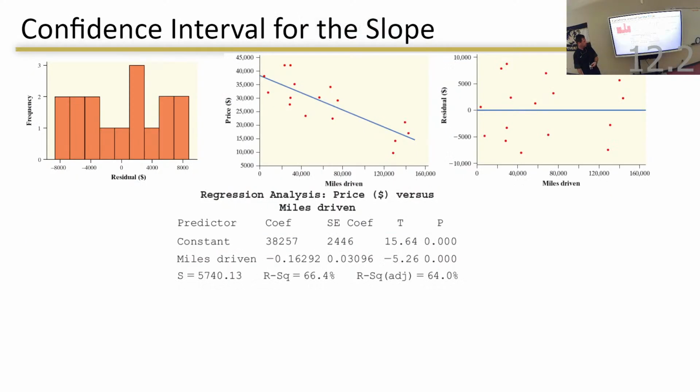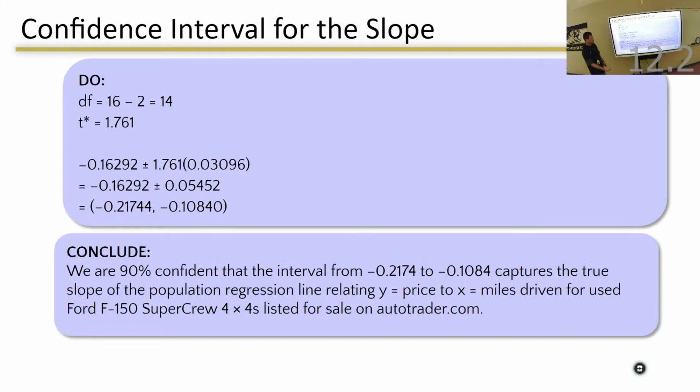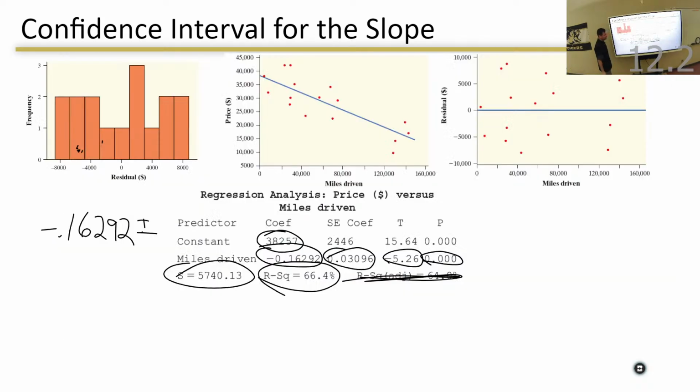Slideshow. I already forgot what it was. 17 something? There it is, 1.761. And then there's the standard error, which you're going to get from right there. Okay? 1.76 times 0.0309. And you can leave it like that. That's fine. You don't actually have to calculate that.